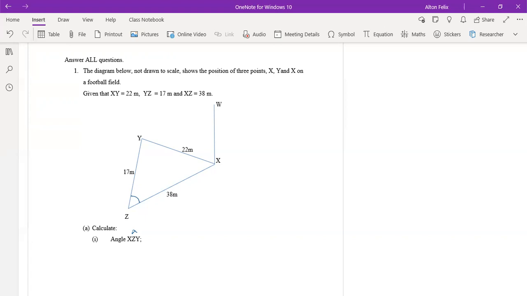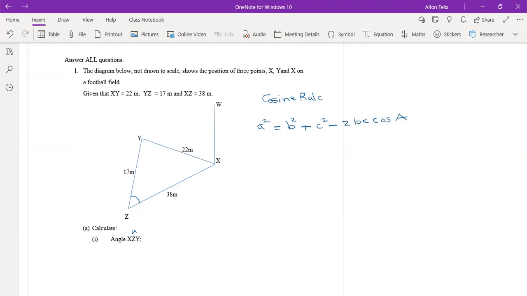You are given 3 sides and you have to find the angle. So this is what the cosine rule says. Let's write it down here. It says that A squared, because we are given the 3 sides, is equal to B squared plus C squared minus 2BC, right? Cosine A.